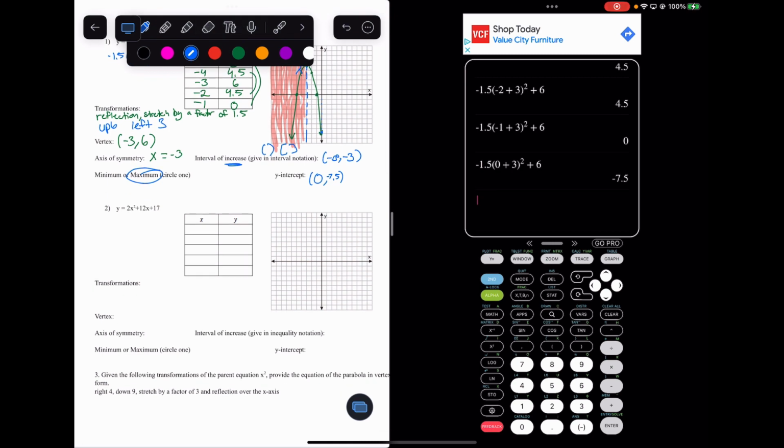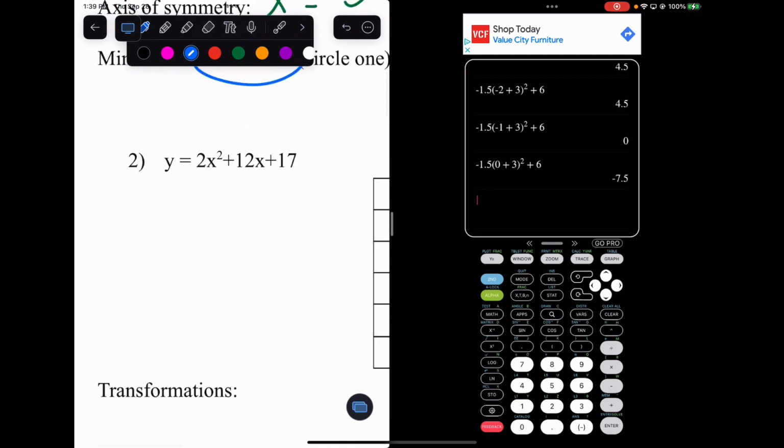Alrighty. So now let's go ahead and try number 2. Now, number 2 is not in vertex form. It is in standard form, and it's in standard form because it looks like this. So with standard form, we have to find our vertex a little bit differently. We can't just look at it, unfortunately. We actually have to plug some values into a function. So I guess equation, really.